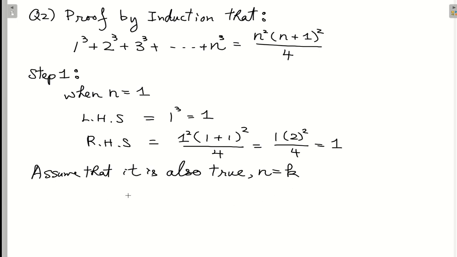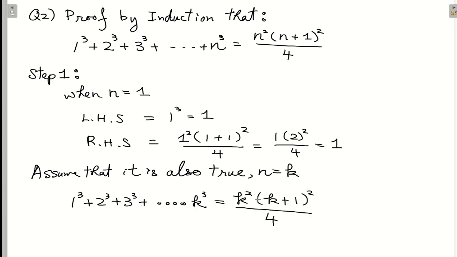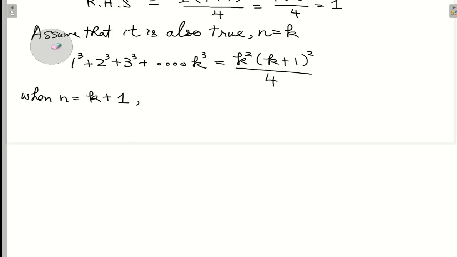And then we assume that this is also true when n equals k. We have the following. On the left-hand side, 1 cubed plus 2 cubed plus 3 cubed plus up to the term k cubed is equal to the right-hand side, k squared multiplied by k plus 1 squared divided by 4. And now when n equals k plus 1, we have to prove that the left-hand side is also equal to the right-hand side. And we write down the equation, the left-hand side and the right-hand side.